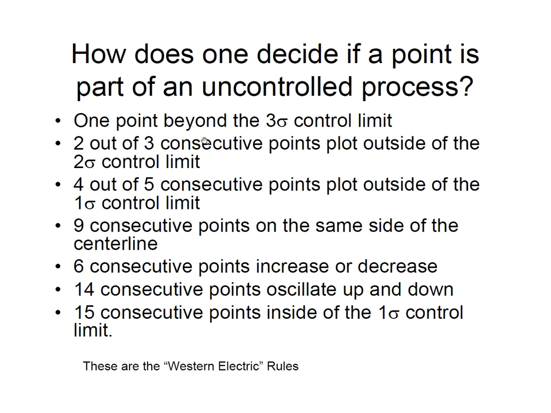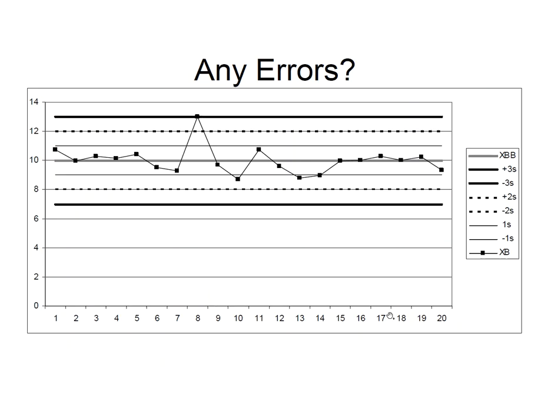Now, if you have 2 out of 3 points outside of the 2 sigma, you could have a problem. 4 out of 5 outside of the 1 sigma, you could have a problem. 9 consecutive points on the same side of the center line, 6 going up or 6 going down, like you're trying to see something oscillate, right? And then 15 in a row inside 1 sigma.